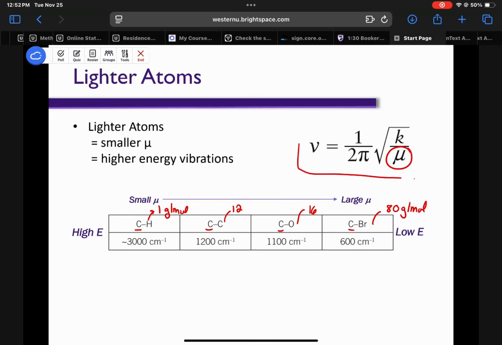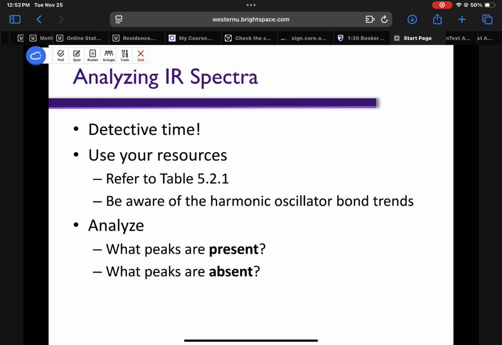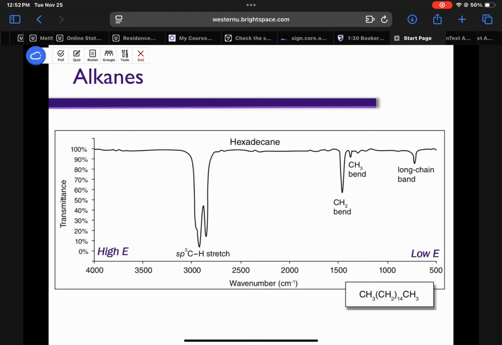So using this equation can help you explain some of the trends that we looked at when we were looking at table 5.2.1 in our workbook. We're going to be referring to that table throughout our class today. So now we get to put on our detective hats. We're going to be using that table, and we're going to be analyzing different IR spectra. We want to see what peaks are there and what peaks are not there, which peaks are absent, and that gives us clues about what sample produced that IR spectra.